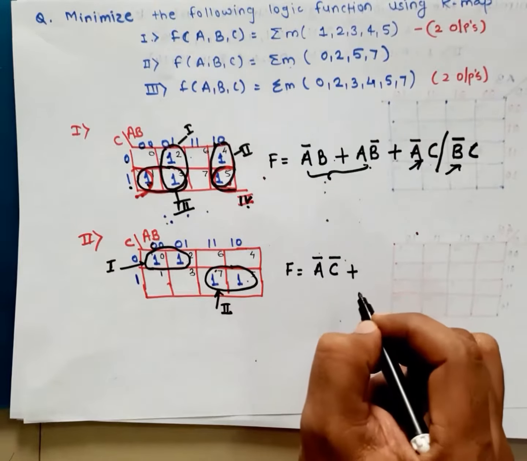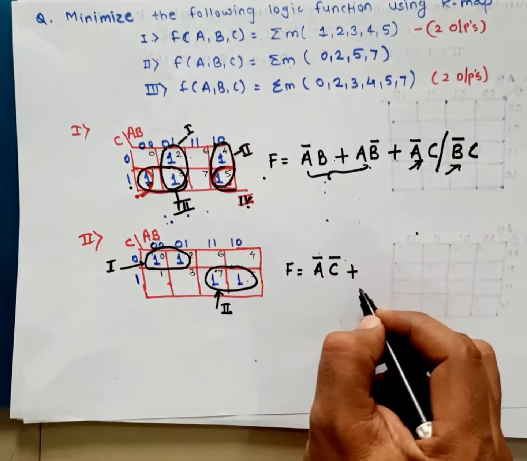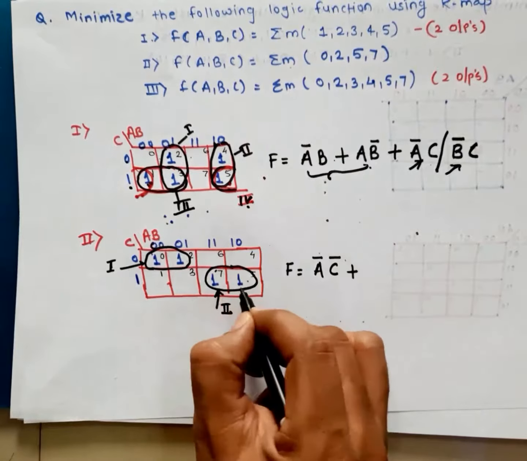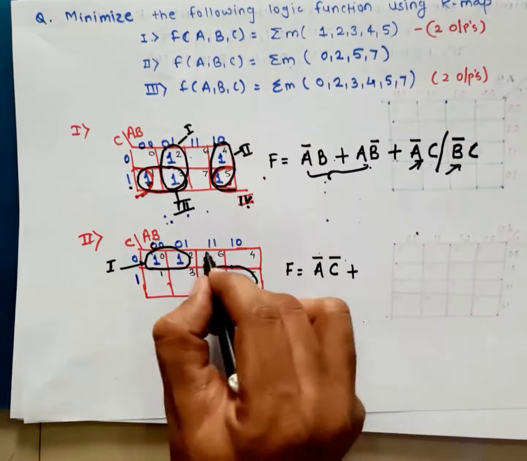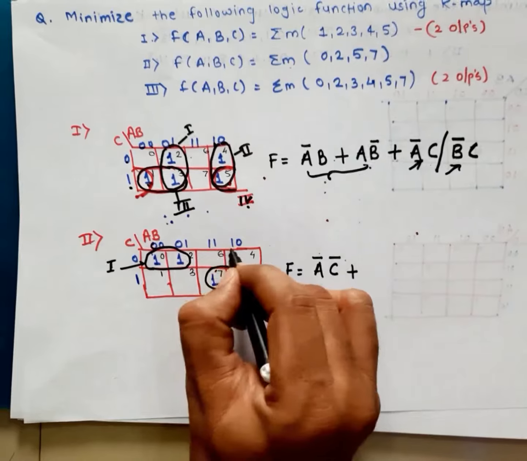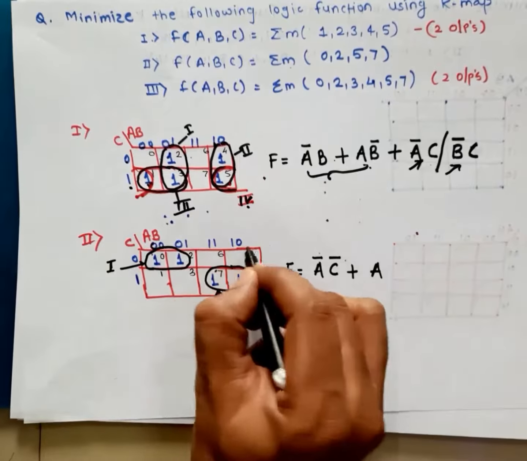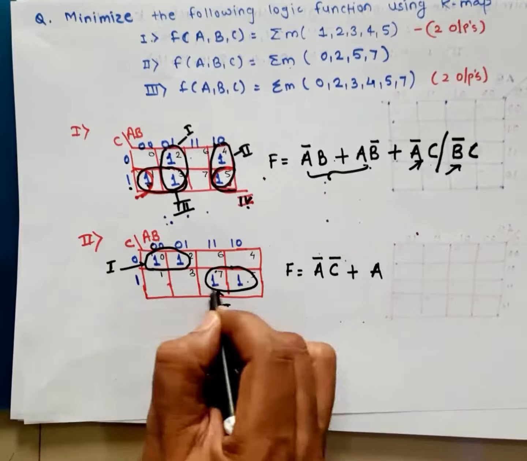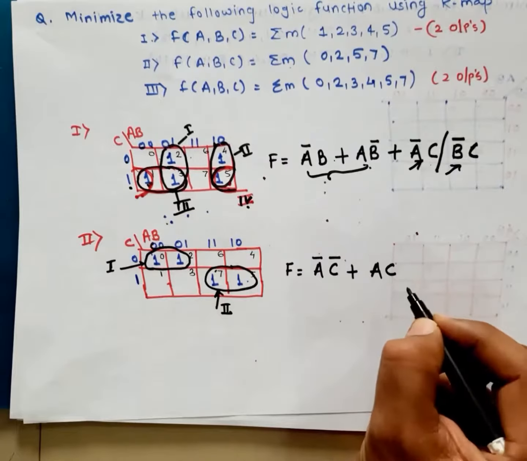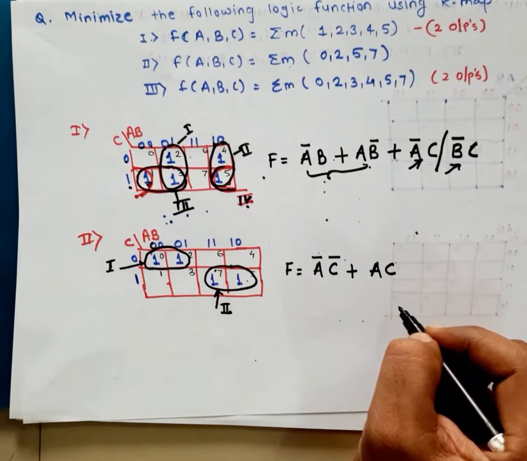Because this is an SOP function, we have to write down the final equation in SOP form. Now the second group: these 2 columns are considered and this single row is considered for this particular group. The value for A and B for these 2 columns: A is 1 in both cases, B is 1 0, so B gets cancelled. For this row, the value of C is 1, so it is A into C. So this is the final reduced or minimized equation for function 2.